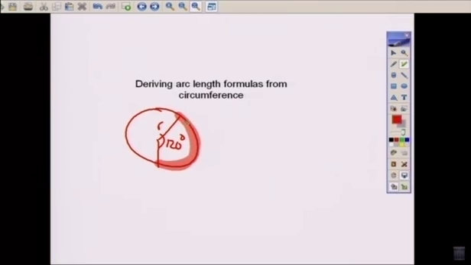Now, arc length directly corresponds with the circumference of the circle. So let's go back into our days of geometry and be reminded that the circumference of a circle is equal to 2 pi times r. Now, for this particular problem, I want to find that arc. And that arc represents a portion of my whole circle.